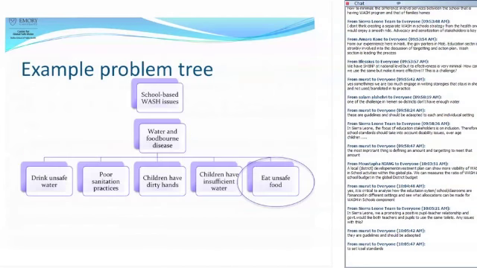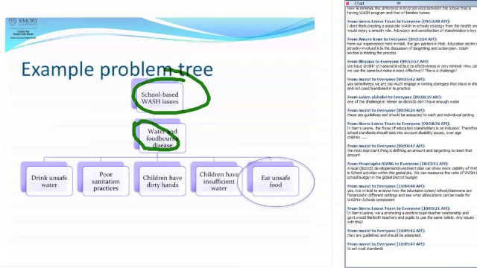Now, just to show a very basic one to start. So let's talk about school-based WASH issues. Talking about school-based WASH issues, maybe our first problem is that there's high levels of water and foodborne disease. That's the problem that we've identified. That's one problem. Okay, we can say, what are the different reasons at the school level that there would be high levels of water and foodborne disease?